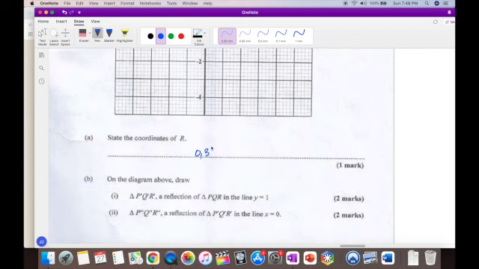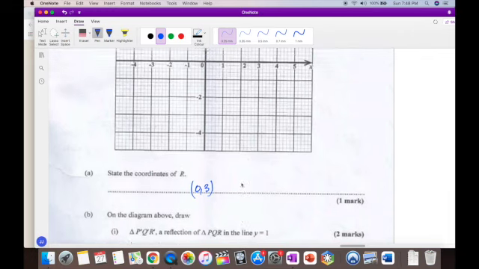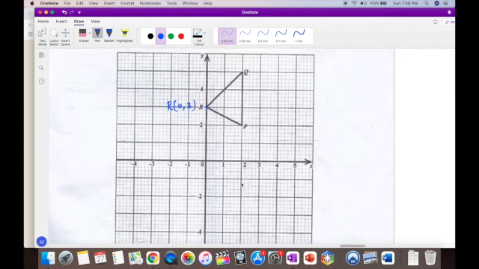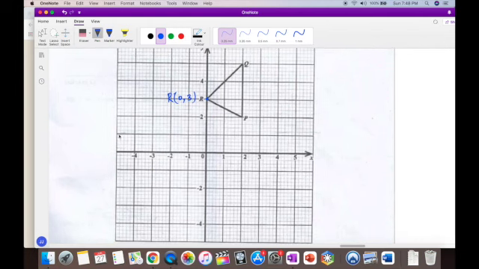The diagram above shows triangle P'Q'R', a reflection of PQR in the line y equals 1. So the line y equals 1 is actually the horizontal line here, because on this line the y value will always be equal to 1 no matter what x is, right? So therefore it's a reflection in this line over here.